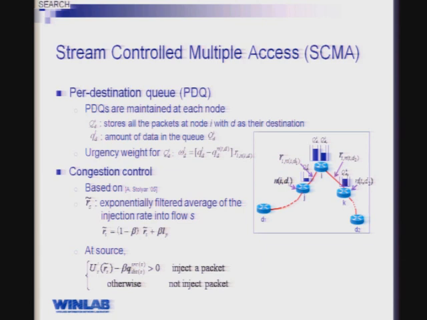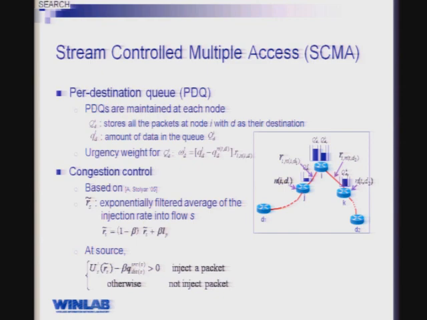The congestion control is based on the algorithm proposed in 2005. We use R_s to denote the exponential average of the injection rate into flow S. In each time step, we multiply R_s by 1 minus beta. Whenever the source injects a packet into the network, it increases R_s by beta times L_p, where L_p is the packet size. At the source, whenever it receives a packet from the upper layer, it will inject the packet into the network if this condition is satisfied. Otherwise, it does not inject the packet into the network.